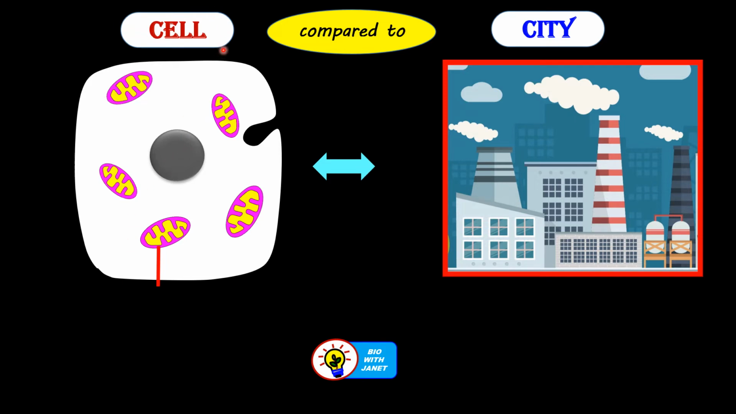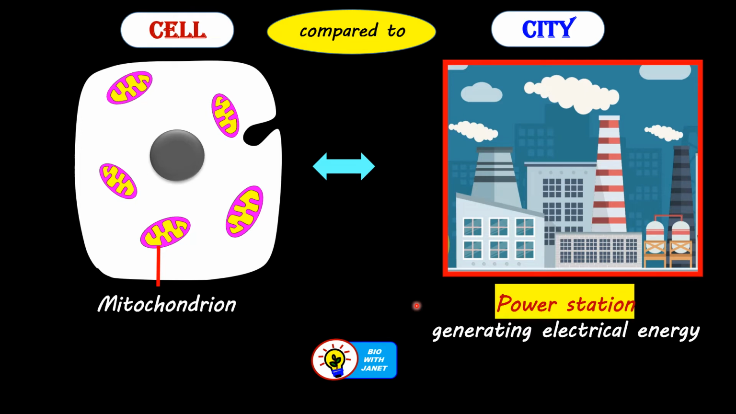Thus, if we compare a cell to a city, the mitochondria in the cell can be compared to the power station generating electrical energy in the outskirts of the city. So this electrical energy is generated for use by households and to power devices and so forth. So the mitochondrion, likewise in the cell, can be considered the powerhouse of the cell because it produces energy for the cellular activities to be carried out.